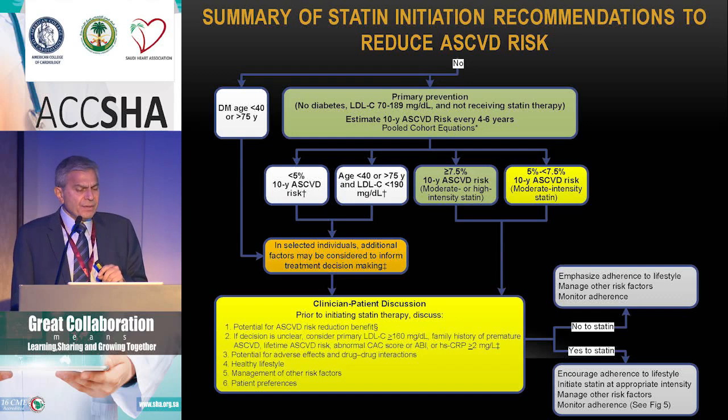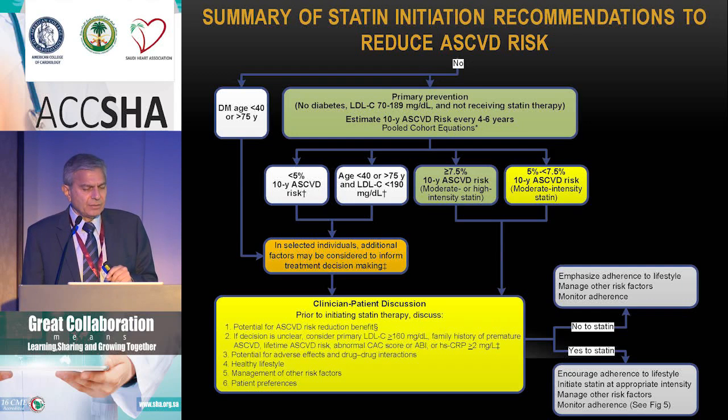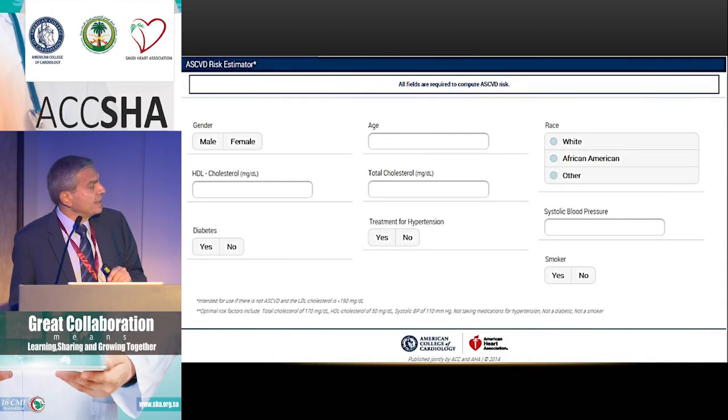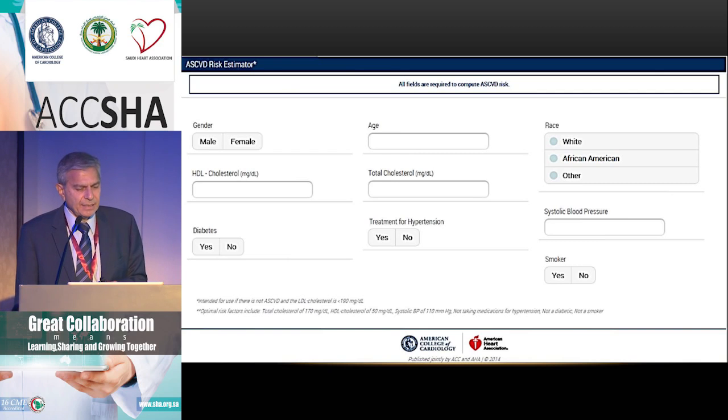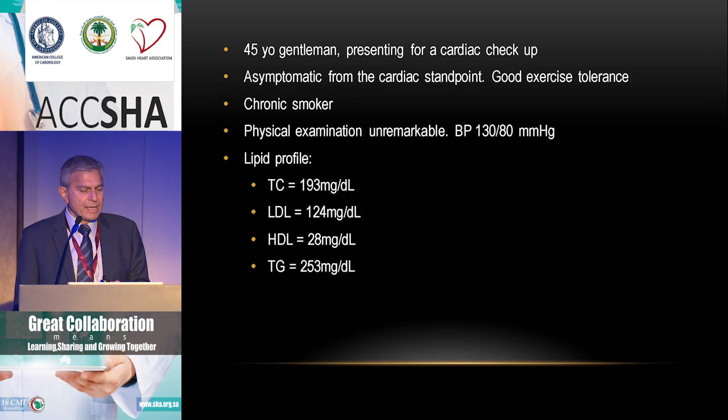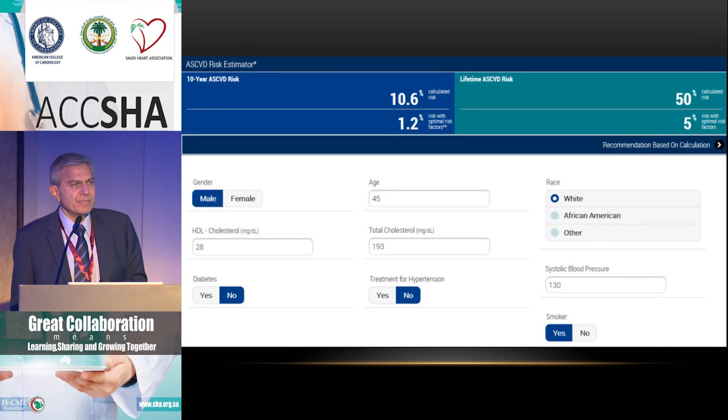So there is that risk calculator that I told you about, and it may be difficult to see the writing, but I'm sure all the cardiologists in this room are familiar with it. You put the gender, the age, the race, white, African American, or other. If the patient is diabetic, hypertensive, or smoker, and you put the systolic blood pressure, the total cholesterol, and the HDL. It takes you 30 seconds to plug these things in, and our patient who has this profile, you plug him in, and what do you get? You get a risk score of 10.6%.